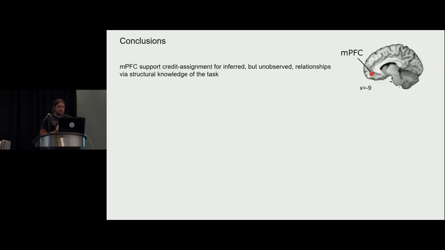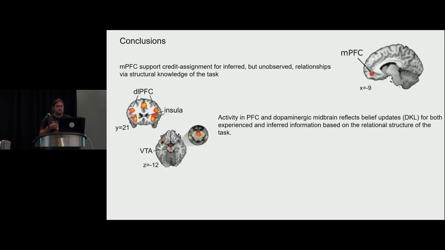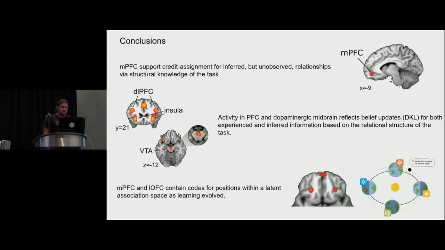So in conclusion, the MPFC supports model-based credit assignment for inferred but unobserved relationships via structural knowledge of the task. We've also shown you that DLPFC and insula, as well as VTA, are involved in updating these stimulus outcome contingencies, suggesting a role for dopamine in updating from both inferred and experienced information. And then last, as I just showed you, medial prefrontal cortex and LOFC contain codes for positions within a latent association space as learning evolved.